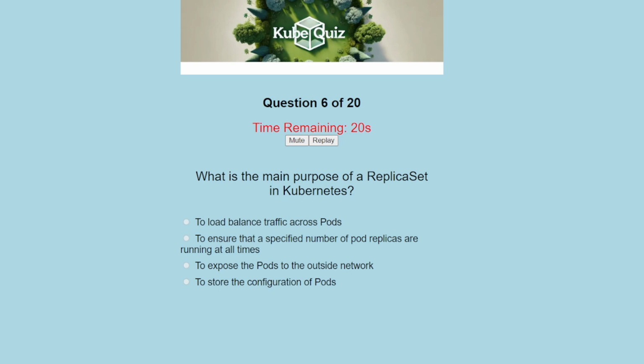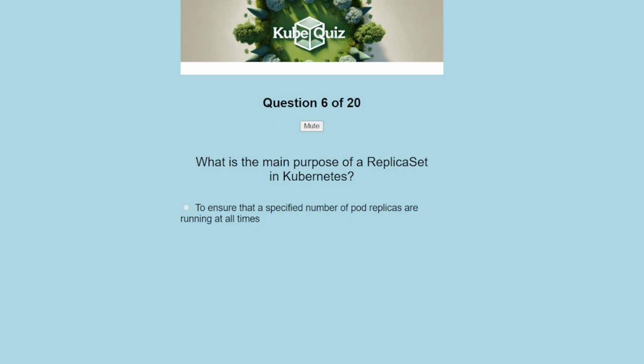What is the main purpose of a replica set in Kubernetes? To load balance traffic across pods. To ensure that a specified number of pod replicas are running at all times. To expose the pods to the outside network. To store the configuration of pods. The correct answer is, to ensure that a specified number of pod replicas are running at all times.